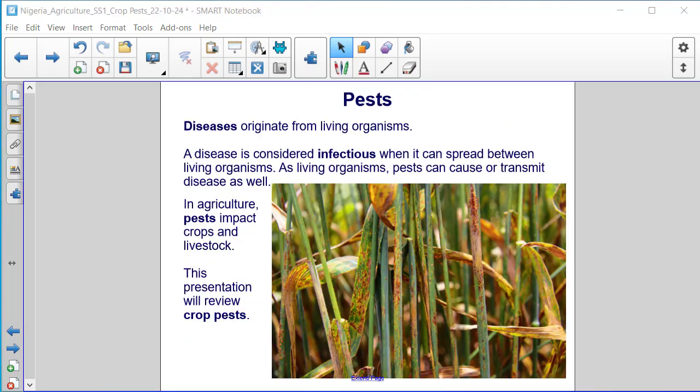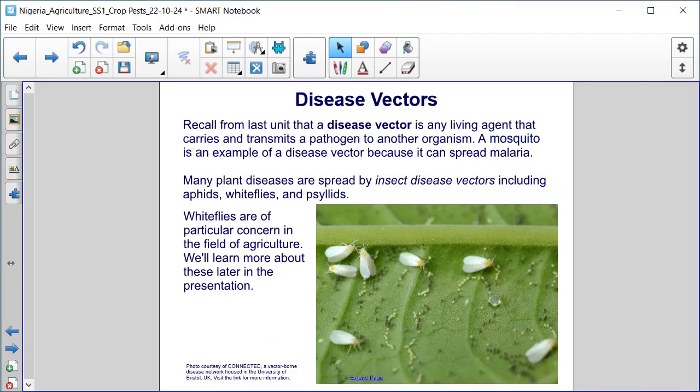Pests. Diseases originate from living organisms. A disease is considered infectious when it can spread between living organisms. As living organisms, pests can cause or transmit disease as well. In agriculture, pests impact crops and livestock. This presentation will review crop pests.